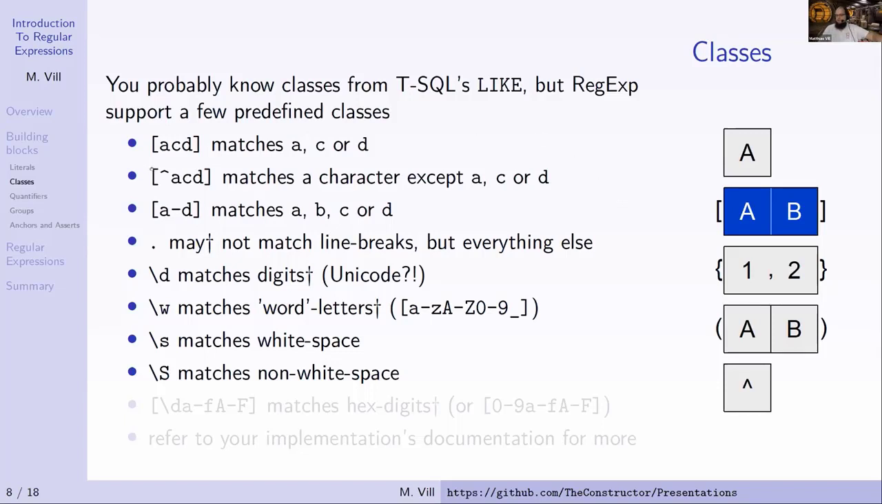Like with this hat. This is still what you can do with T-SQL's LIKE. What is a bit different from LIKE is that the dot is the character to match anything, while anything usually means no line breaks, but usually there's also an option to toggle whether the dot matches line breaks or not. \d matches digits. So this is the first predefined character class I want to introduce to you.